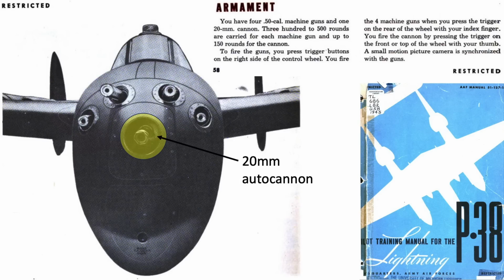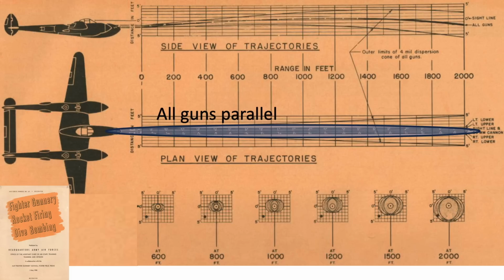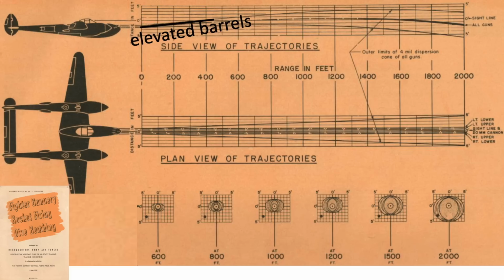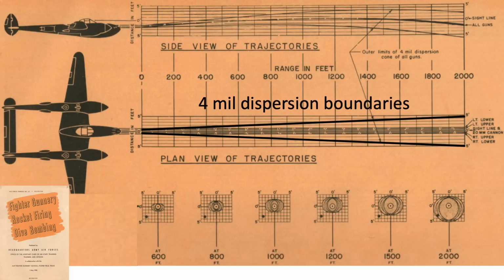The cannon and four machine guns are parallel with one another, no crisscrossing of trajectories, although the barrels are tipped up to account for the bullet and cannon projectiles drop due to gravity. The 4 mil dispersion cone is bounded by these lines. This includes a 20mm autocannon.